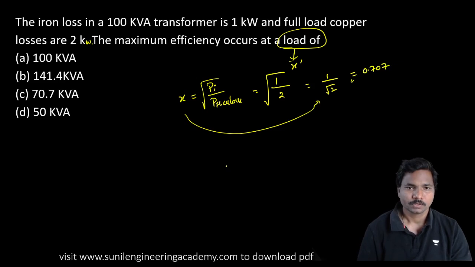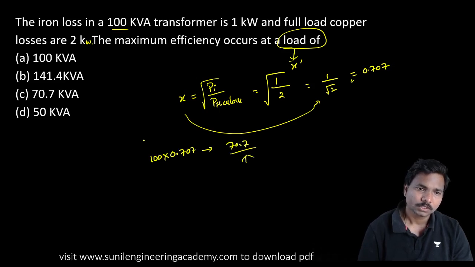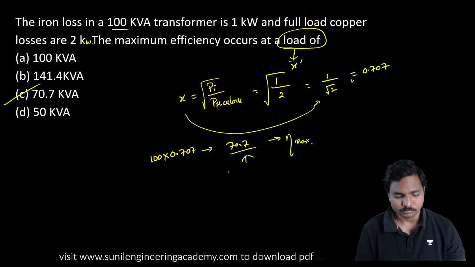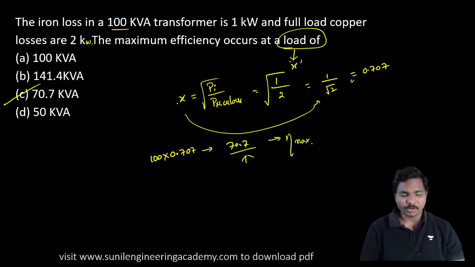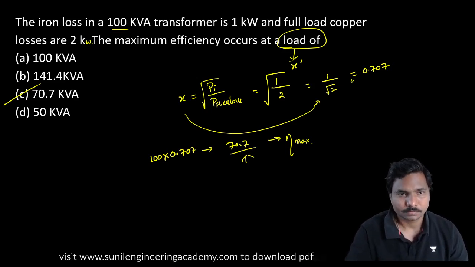So 1 by root 2 means 0.707 of the load. Full load is 100 kilowatt, so 100 into 0.707 is 70.7 of the load. So maximum efficiency will occur at 70.7 of the load. This formula is very important: X is equal to root of iron losses by full load copper losses. Coming to the next one.